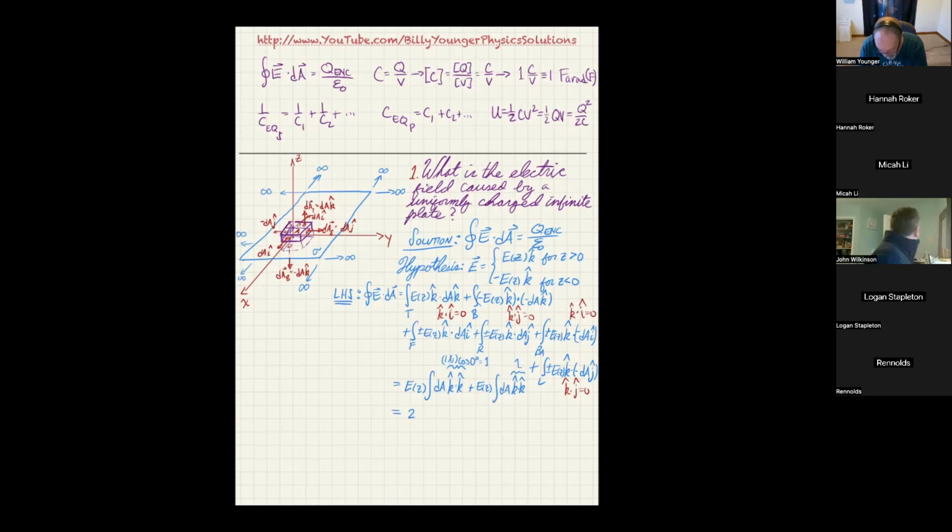Remember the area over the box. In other words, if I look down along the z-axis, the area that I would see is A. So I'm going to get E of z times A plus E of z times A. So this is going to be 2E of z times A. So that's what my left-hand side is.